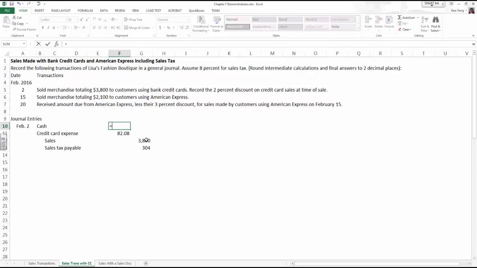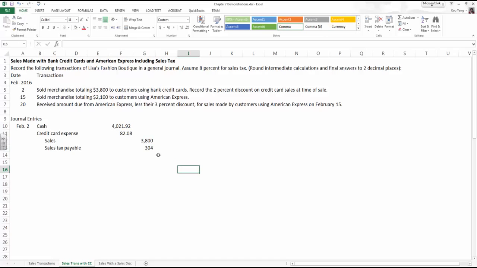So my cash is going to be $3,800 plus $304 minus the $82.08. I'm going to receive $4,021.92 from this customer for this transaction, due to the fact that we are paying $82.08 in credit card expense with this sale. So first of all, what you want to do is record your sale first, because that's definite.